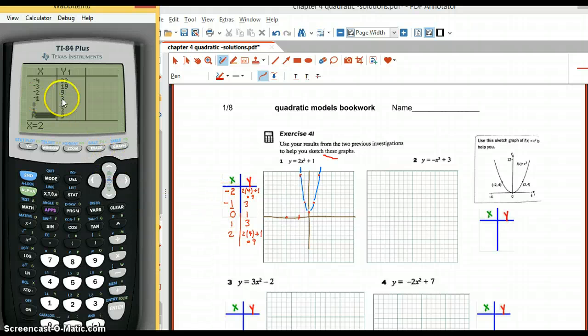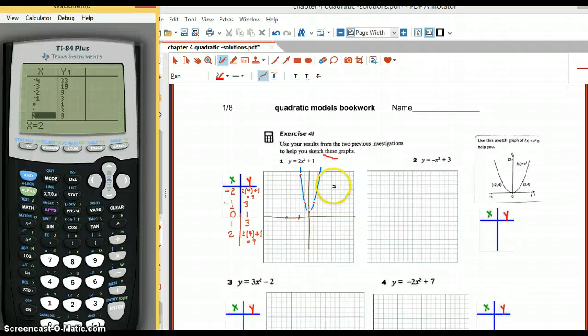So look, negative 2, 9. We got that point, negative 2, 9. We got negative 1, 3. We got 0, 1. We got 1, 3. Got 2, 9. Okay. I explained a couple ways to do this problem. You only need to do one, of course, whatever you're comfortable with.